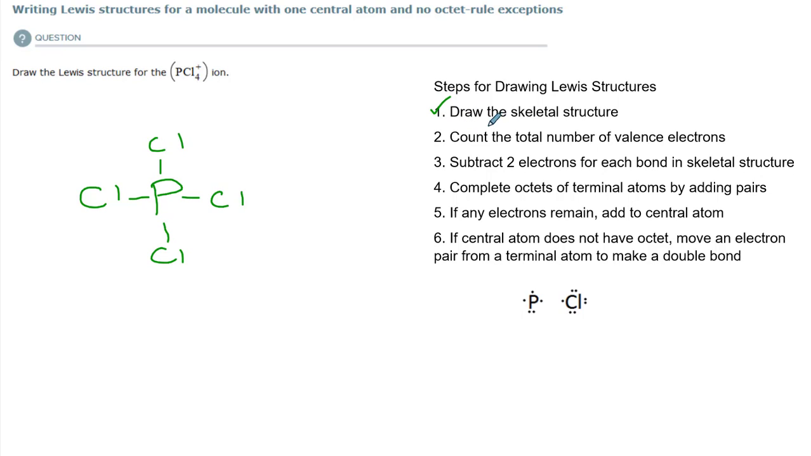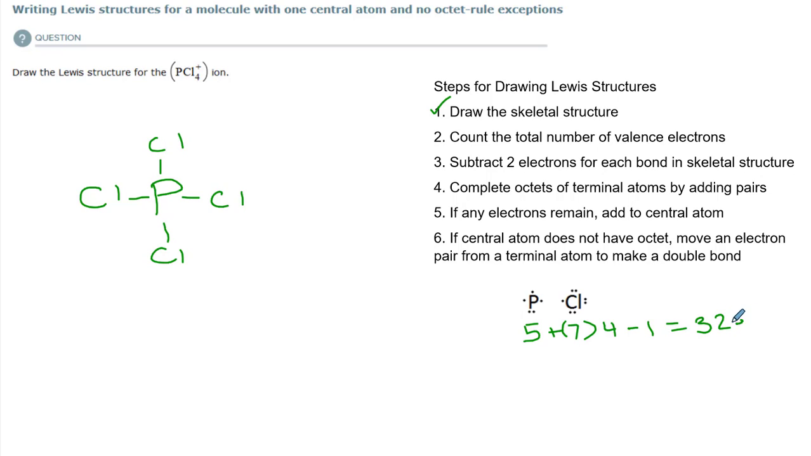The second step is to count the total number of valence electrons that you have. Phosphorus in group 5 has 5 valence electrons. Chlorine in group 7 has 7 valence electrons, but we have 4 of them, so we're going to take this 7 and multiply it by 4. And then we also have this positive charge. Remember, if you have a positive charge, that means you have lost an electron. So I'm going to subtract an electron here for that positive charge. So 5 plus 7 times 4 minus 1 adds up to 32 electrons.